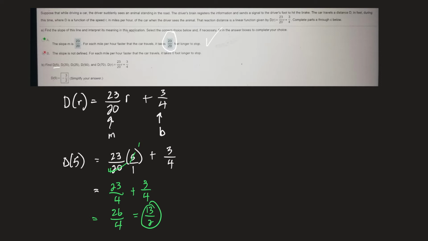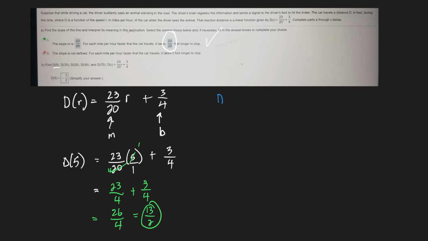So that's how long it would take to stop. Is that 6.5 feet? 6.5 meters? Whatever the thing is measured in. Oh, it's in miles per hour, so it's probably feet. 6.5 feet. So if you're going 5 miles an hour and you hit the brakes, 6.5 feet. That makes sense. Let's try one more.